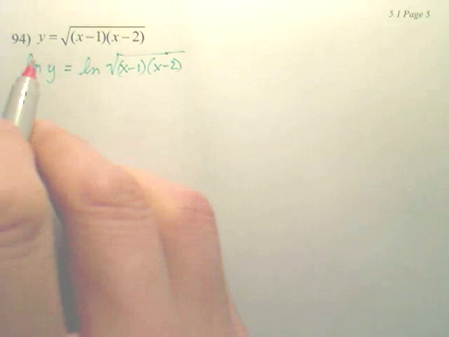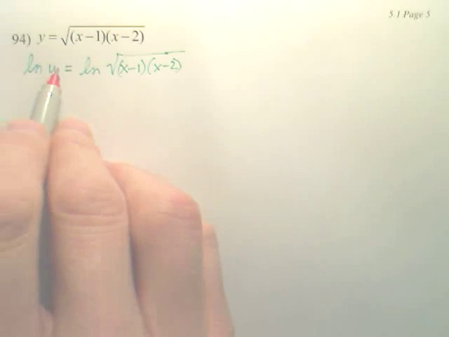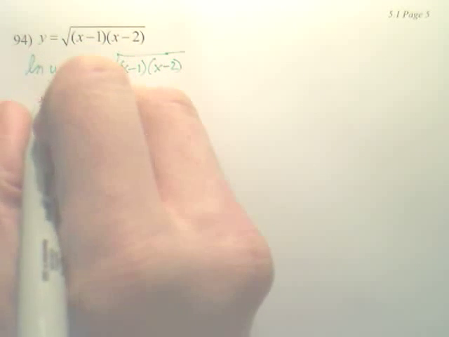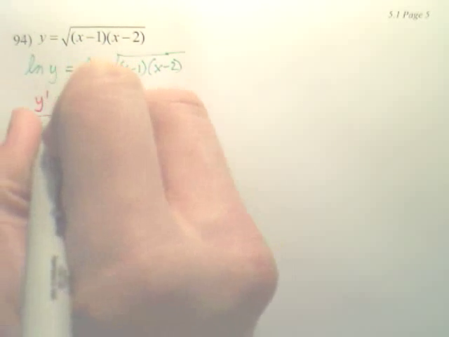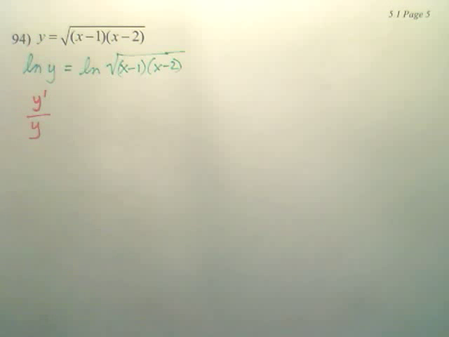So when you implicitly derive, you derive this side. Well, ln y is going to be y prime over y. Is that okay? U prime over u, y prime over y.